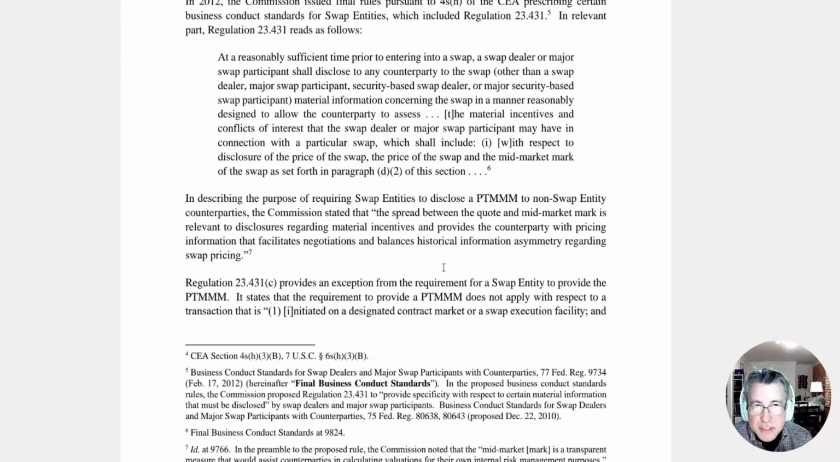And to be fair, over time, as the markets have grown and become more efficient and information is more readily available because it's put out through the swap execution facilities and the designated contract markets, and you can see executed trades at whatever prices, the need for this has sort of become less important, and that's why this letter was requested and it's being granted.